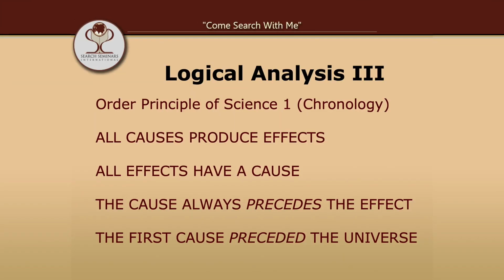How about logical analysis number 3? It's called the order principle of science in chronology. Chronology means in relationship to time, which comes first and which comes second. All causes produce effects. All effects have a cause, and the cause always precedes the effect. So if the effect and the product is the entire universe, then the cause of the universe preceded the universe.